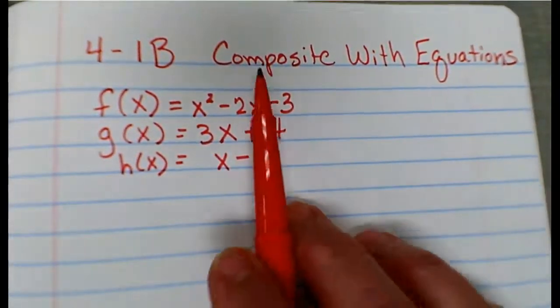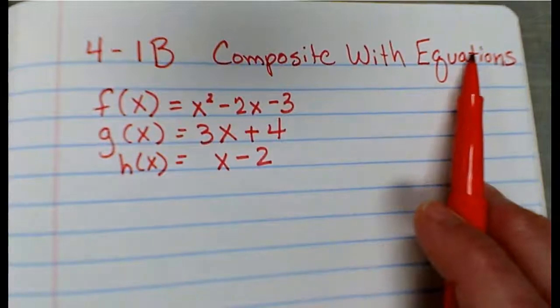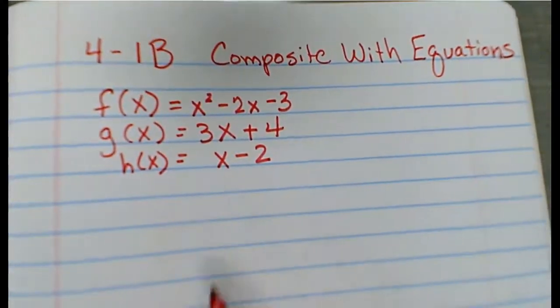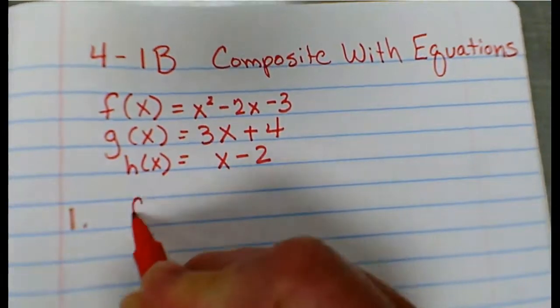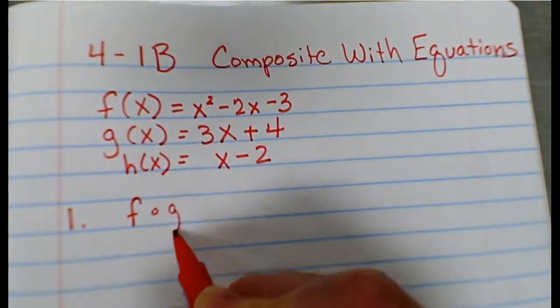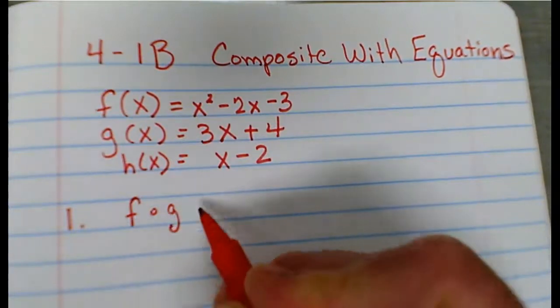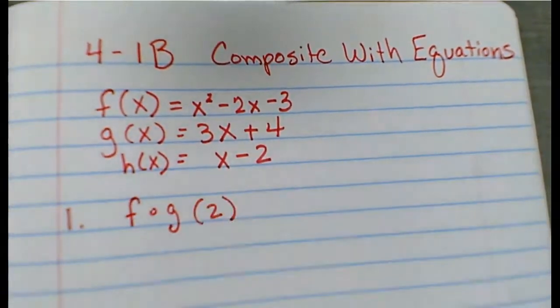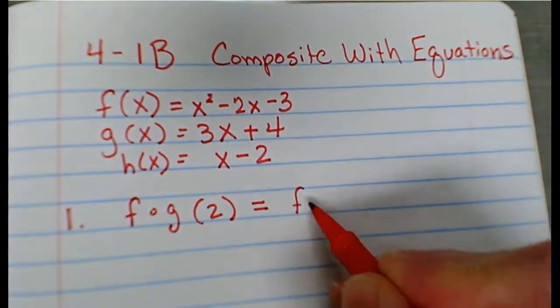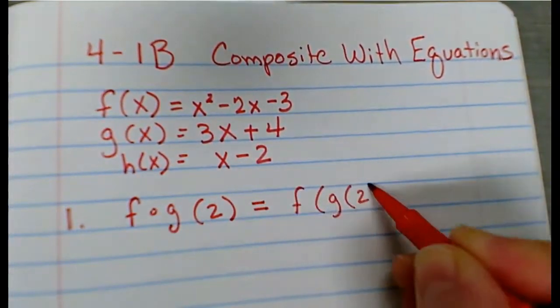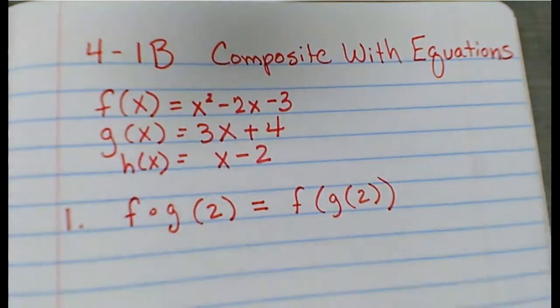Okay, so now we're going to do composites with equations. We have 3 equations. In our first example, we're going to do f of g of 2. That is exactly the same as f of g of 2 written that way. Either way means the same thing.